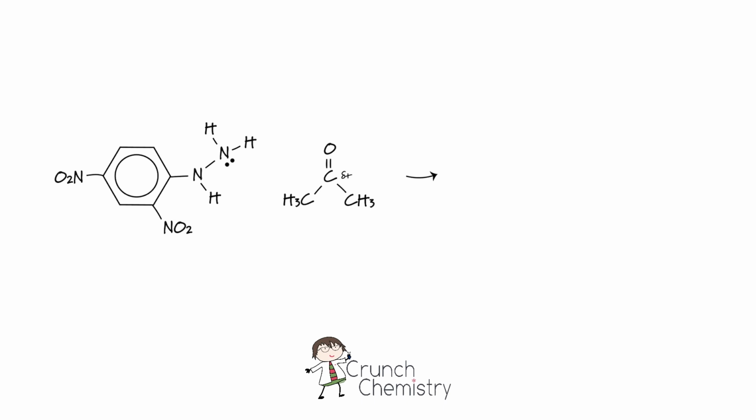2,4-DNP is a nucleophile. We know that because it contains nitrogen atoms. Nitrogen atoms have lone pairs of electrons, and lone pairs of electrons are very keen on attacking delta-positive carbon atoms. So here we go. We can attack the carbon atom, and the electrons from the double bond move on to the oxygen. Oxygen is electronegative. It's more than happy to carry a negative charge.